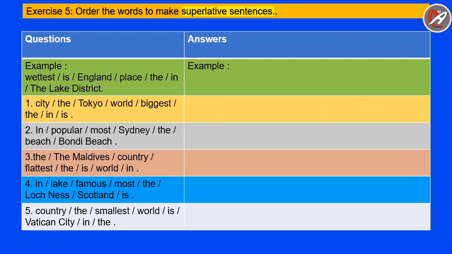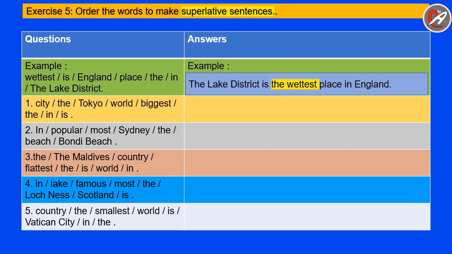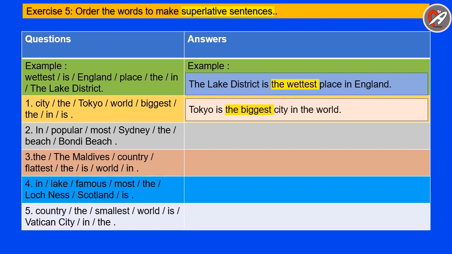Now let's try exercise 5. Order the words to make superlative sentences. In the example: wettest is England, place the in the Lake District. So the answer is: The Lake District is the wettest place in England. Number 1: city, the Tokyo will biggest the in city. So the sentence for number 1 is: Tokyo is the biggest city in the world.